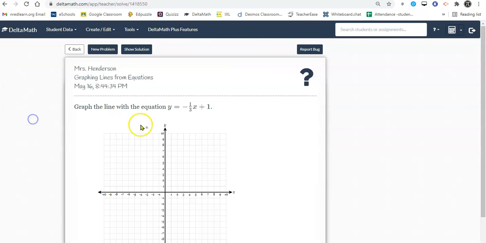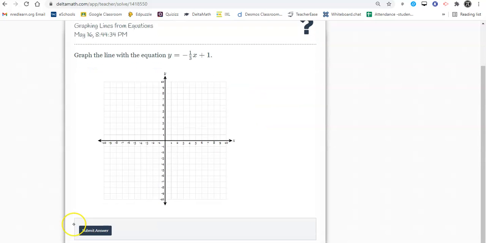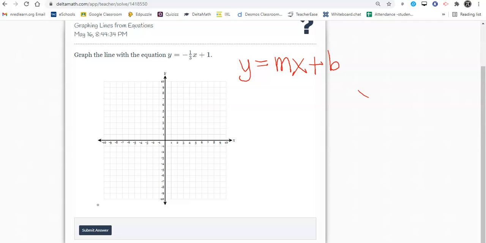All right, the last topic of the week is graphing lines from equations. For this one, you're simply going to be clicking on this grid. Hopefully, you remember the importance of these two values. This is where you begin, because in the y equals mx plus b equation, the y-intercept is where you begin, right? b is for begin. And m is the slope. And m is for how you move.